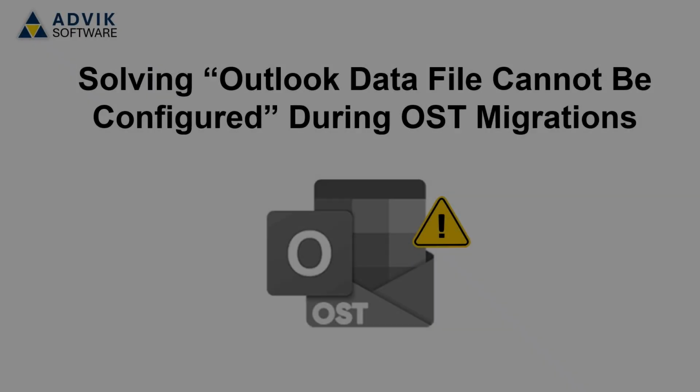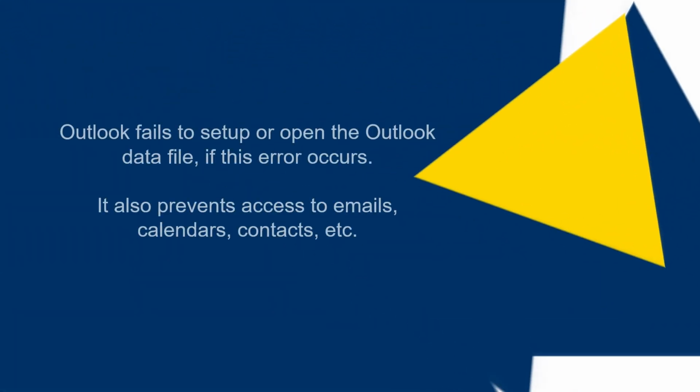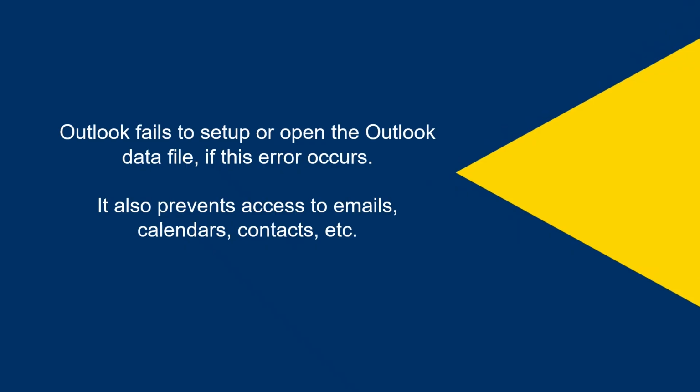Welcome back. In this video, we'll show you how to fix the Outlook data file cannot be configured error during OST migration. This error occurs when Outlook fails to open or configure the data file. As a result, you can't access emails, contacts, or calendars.